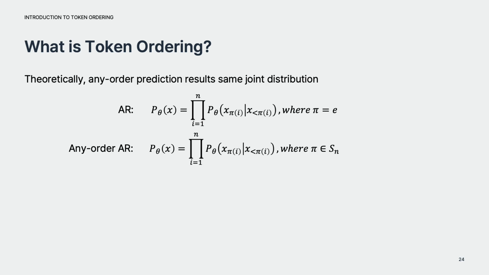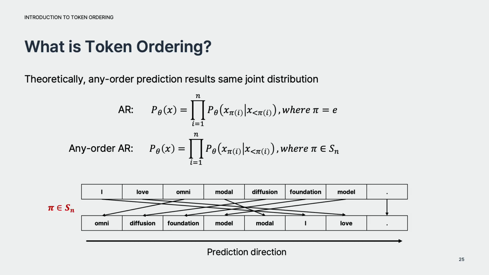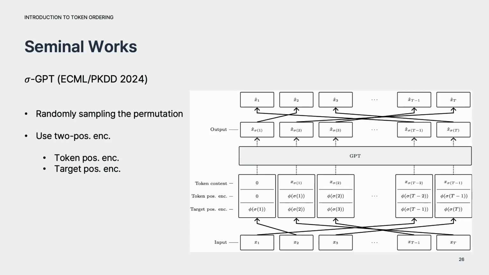Theoretically, any other prediction, that is using any elements of the symmetric group for permutation, should result in the same joint probability distribution. For example, with the same sentence, I love omnimodal diffusion foundation model, even if we predict omni first, then diffusion, the joint distribution remains guaranteed to be the same.